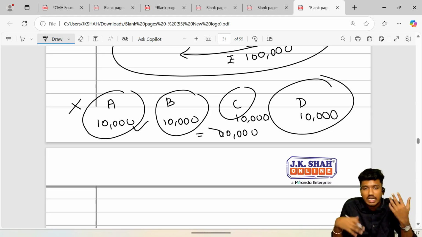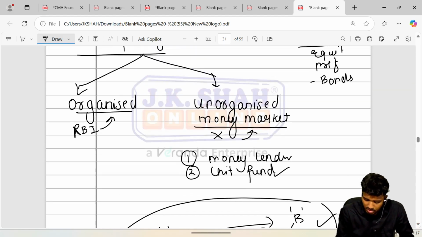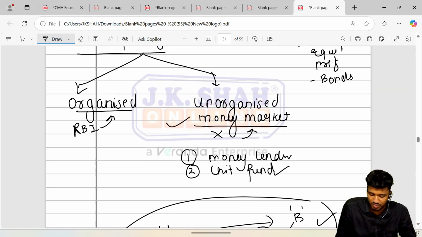It is taking place at the unofficial level. So the chit fund system again comes under the unorganized money market. Moving forward.